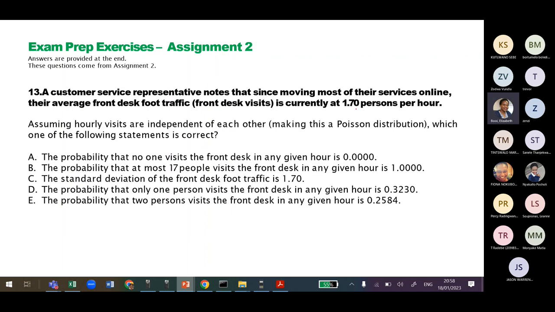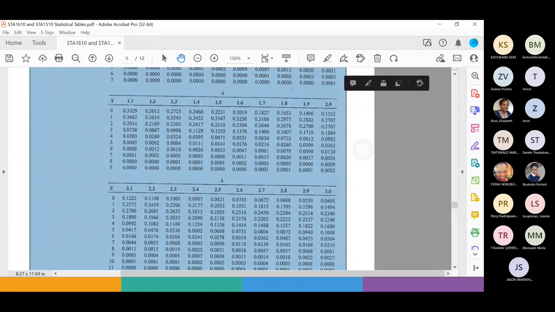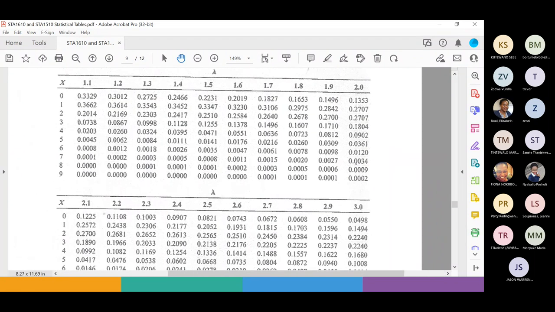Okay, so in terms of this one, they've given us the lambda. A customer service representative notes that since moving most of the service online, their average front desk visit is currently 1.7 per person per hour. So we have our rate, which is our lambda of 1.7. So we go to our table and we look for 1.7. And we find 1.7. Okay.